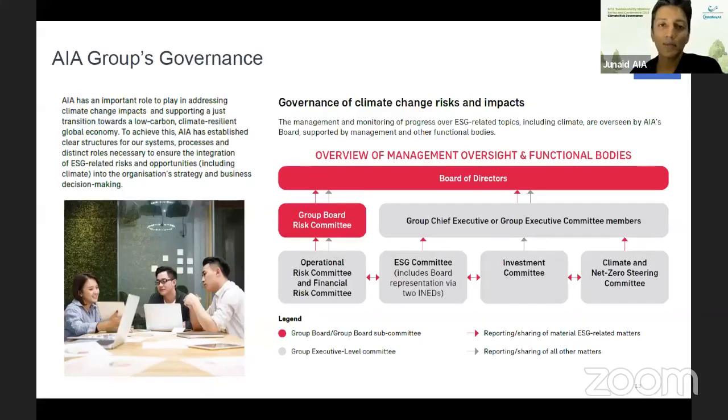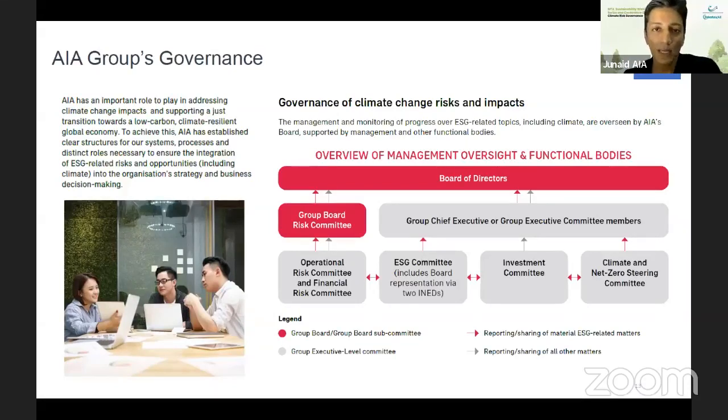Now, in terms of the management and progress on climate-related matters, these are overseen by the board of directors. So the responsibility lies there. At the management level, we have an ESG committee, an operational and financial risk committee at the group level, an investment committee, and then finally a climate and net zero steering committee. So I'm mentioning the committees that will have some element of exposure to ESG information, including climate-related information. And information will then flow between these committees based on how material it is, and it will escalate all the way up to the board if necessary.